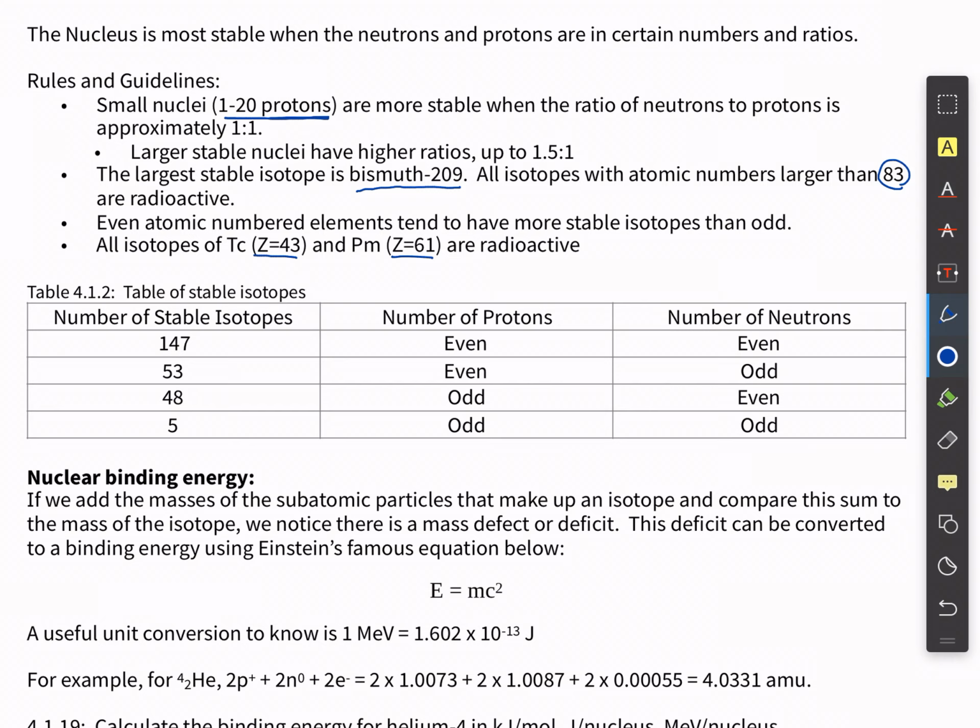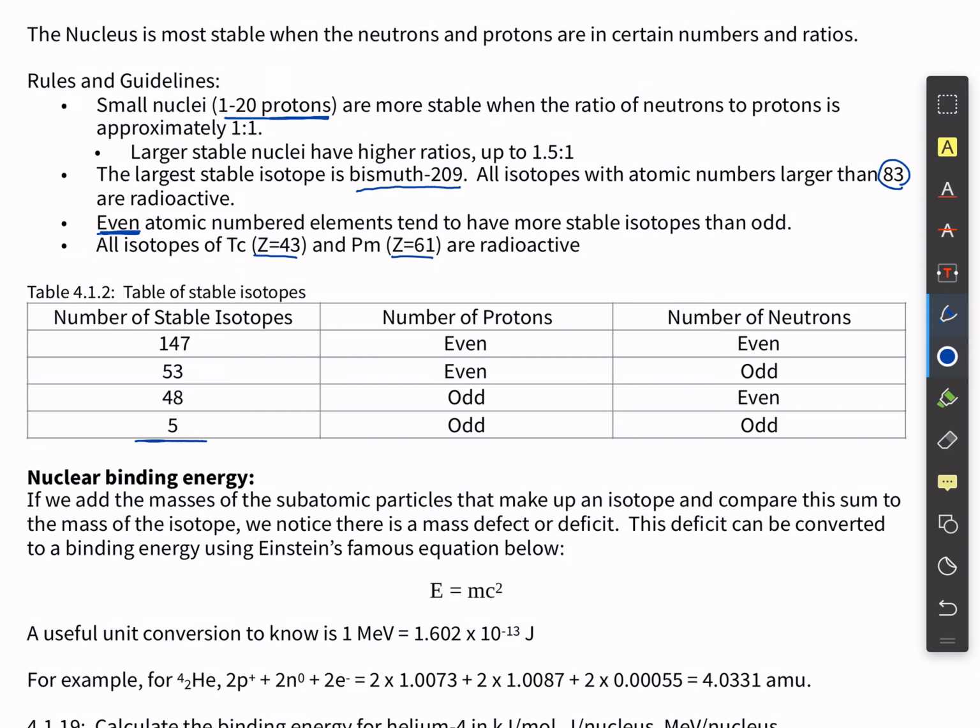The other thing we tend to notice as we look at the patterns of stability here is that even atomic numbers tend to have more stable isotopes than odd. That's not a hard and fast rule. There are some exceptions. There are a couple of even-numbered ones that don't have many stable isotopes at all, and there are a couple of odd-numbered ones that have several stable isotopes. But for the most part, even numbers in general tend to have more stable isotopes. So you can see a table here of all the known stable isotopes in the universe.